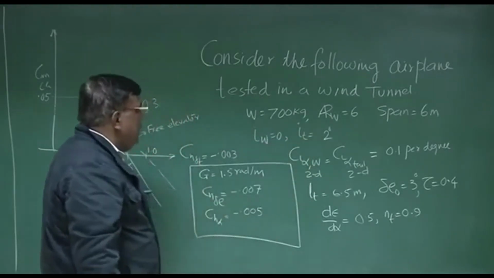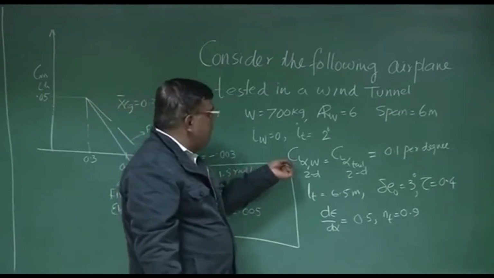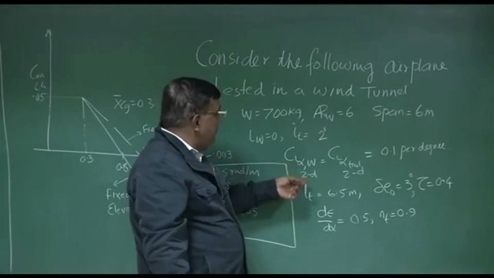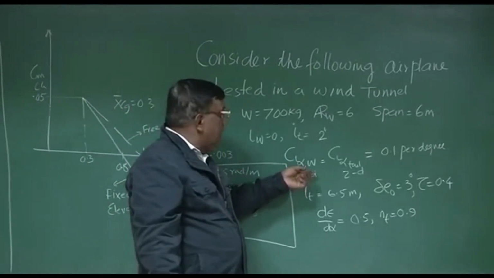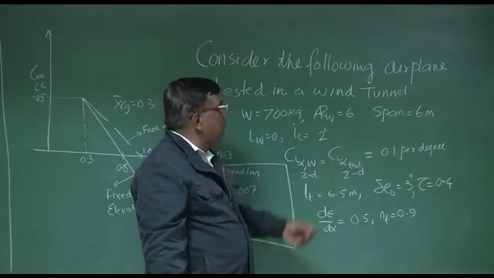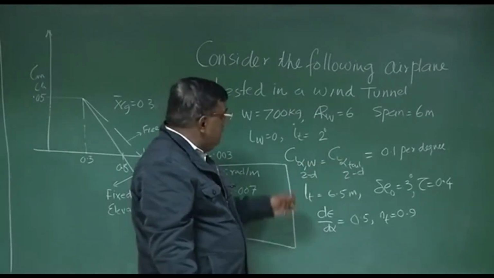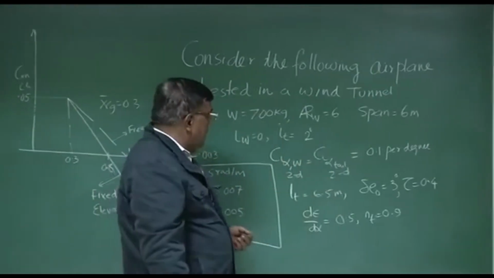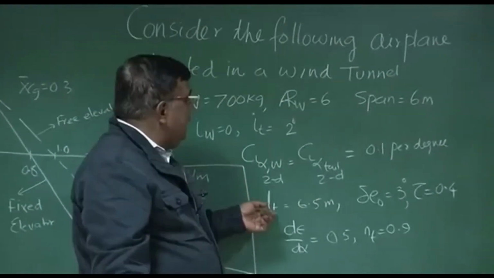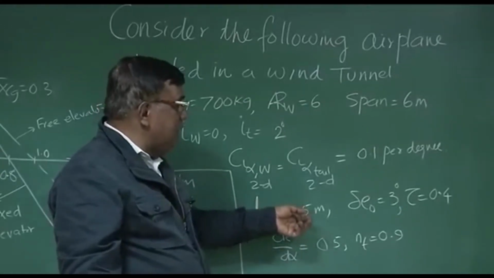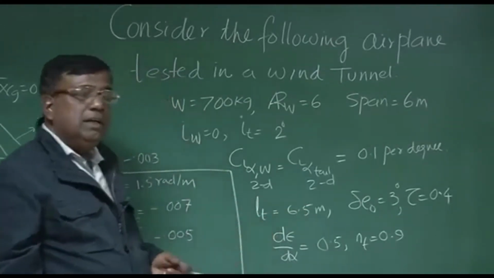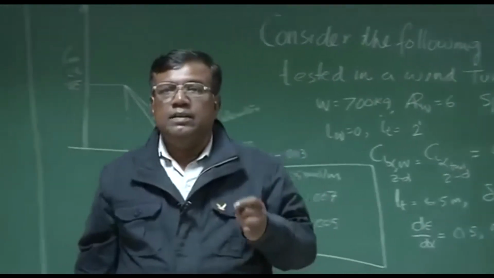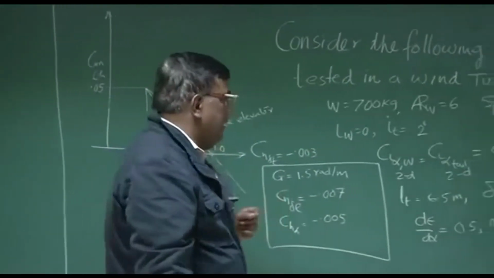Note this. And also some aerodynamic characteristics, that is CL alpha of the wing 2-dimensional, 2D, and CL alpha of the tail 2D is 0.1 per degree. Please understand this is 2D, so we have to convert this into 3D. Okay? Then tail moment arm lT is given as 6.5 meter. What was lT? lT was the distance between the AC of the tail and the CG of the airplane.